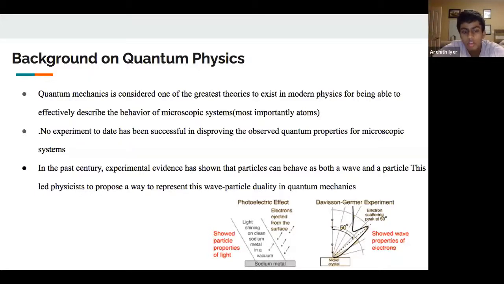And in the past century, experimental evidence has shown that particles can behave both as a wave and a particle. This is one of the main concepts of quantum mechanics: the dual wave-particle behavior of any particle. So it doesn't only apply to light. Many of you may know about the photoelectric effect, which Einstein won the Nobel Prize for. The Davisson-Germer experiment also showed that electrons behave as both a particle and a wave. For this project, we'll mainly be analyzing the wave behavior since we're finding its wave function.